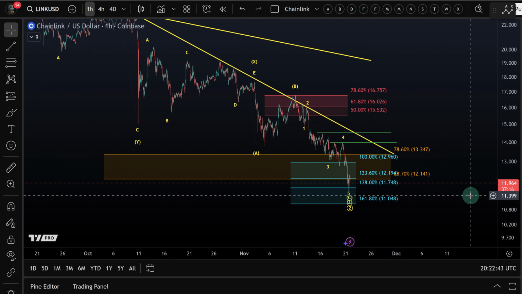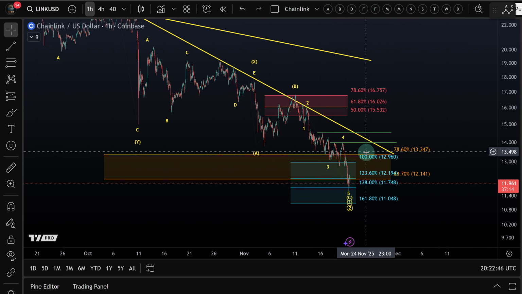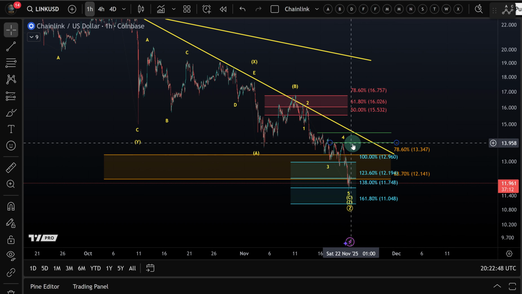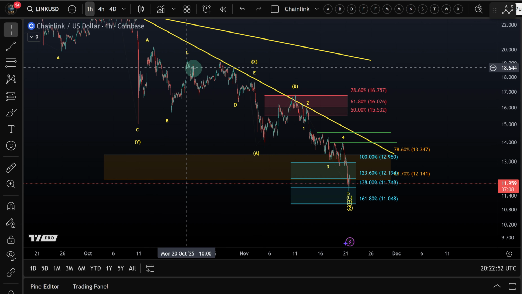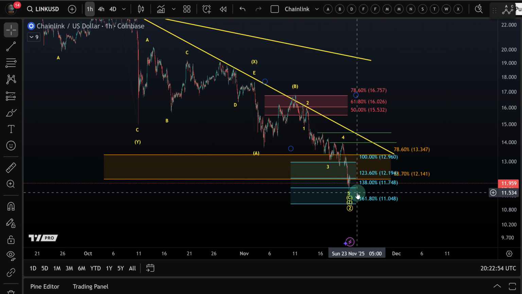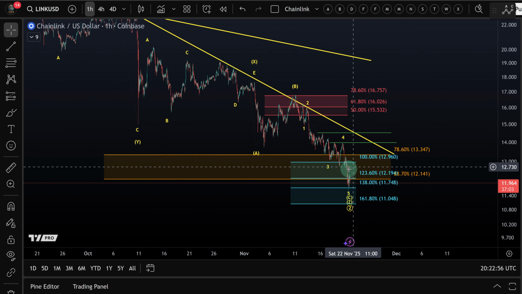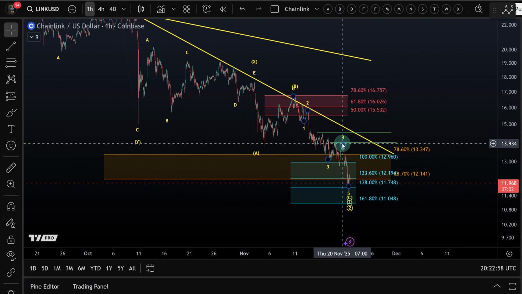Now we have another extension to the downside. Not necessarily unusual, because I said to you over the last few days, we need a break above resistances to even consider a low is in. At the moment, it's just textbook going with the trend, lower lows, lower highs. And so until we actually break above the last high, which formed here around $13.98, there is absolutely zero evidence that a low has formed.